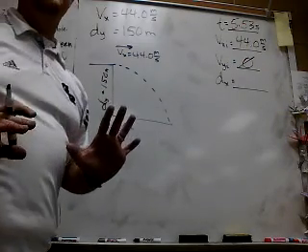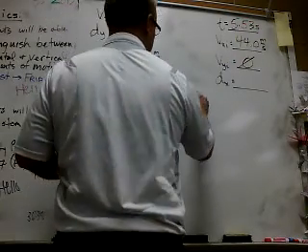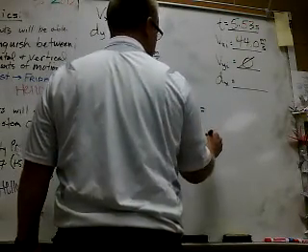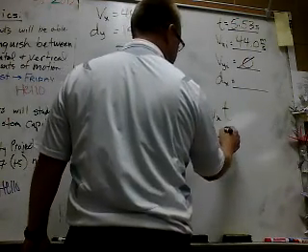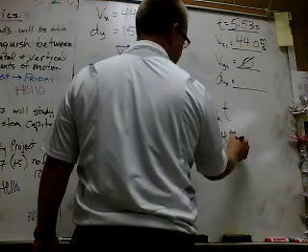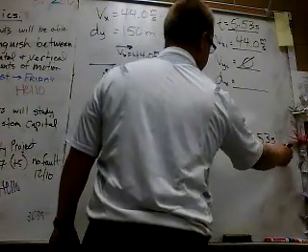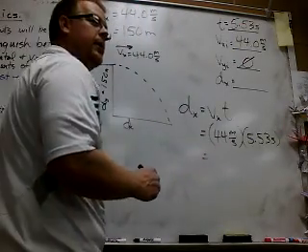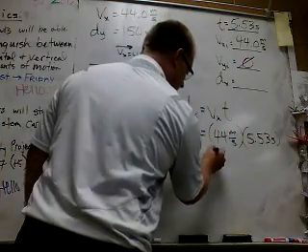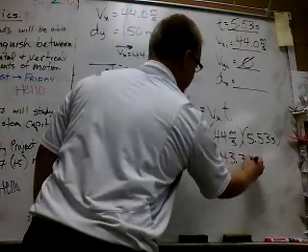Last thing, the easiest thing to find, but the thing we have to find last. How do I find dx? Vx times t. Was I given Vx? Yep. Did I calculate t? I sure did. What's 44 times 5.53? Say it one more time. 243.3 meters.